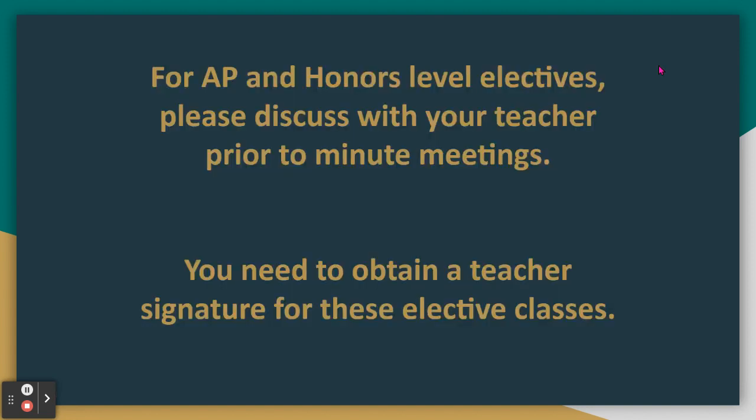It is very important this year that all students who are hoping to take an AP or honors level elective course, please be sure you discuss that course with the core teacher you have currently prior to your meetings. You will need to obtain a teacher signature for elective classes. For example, if you are currently a sophomore in chemistry and you hope to take AP biology, you should obtain a teacher signature for that 3rd science elective class.